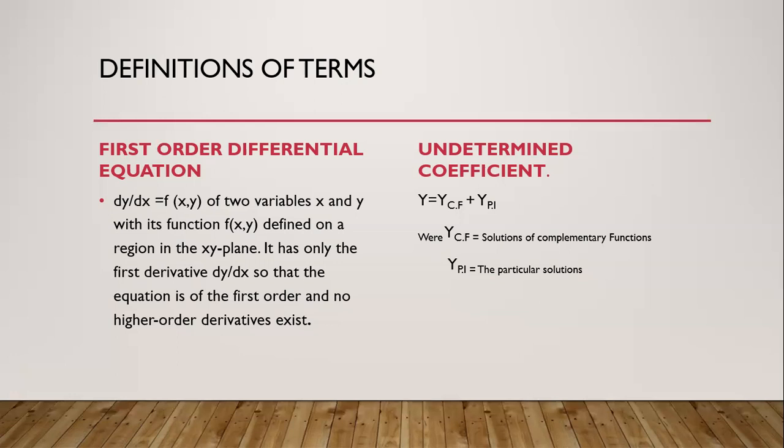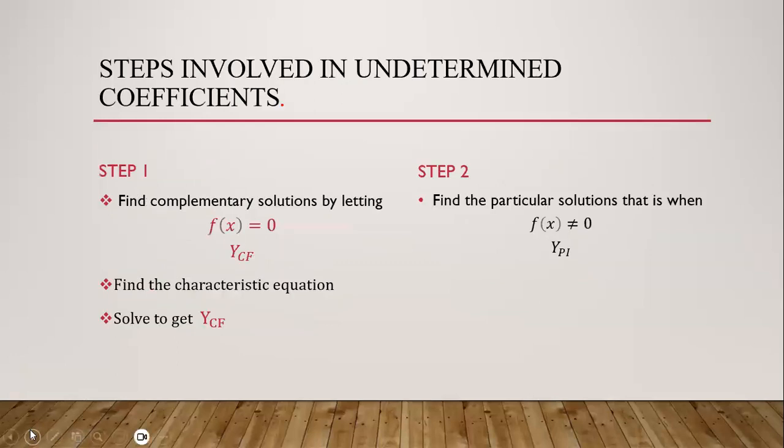And when we come to undetermined coefficient, this is a method given by y equals YCF plus YPI, where YCF is the solution of the complementary function and YPI is the particular solution. So we can see the steps involved in this method.